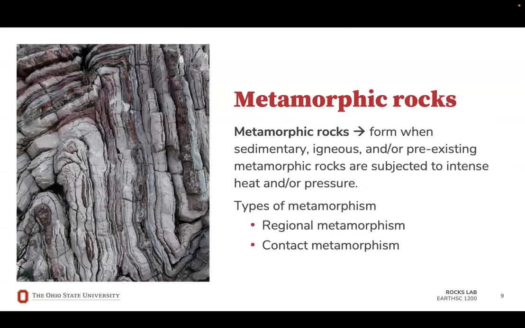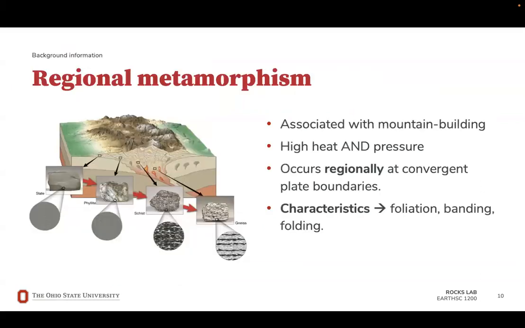Metamorphic rocks are formed by the alteration of other rocks, including other pre-existing metamorphic rocks, due to extreme heat and/or pressure. There are two main types of metamorphism: contact and regional. Regional metamorphism involves high heat and pressure. Regional metamorphism occurs over very large areas, typically in response to stress from plate tectonics.